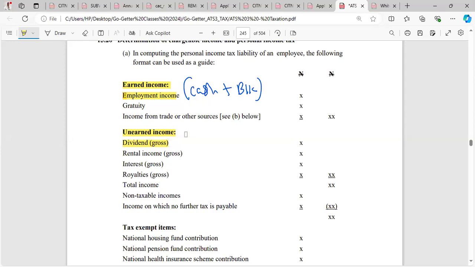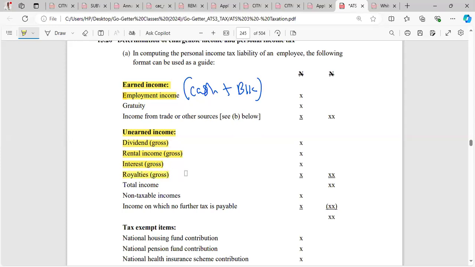Then you have rental income. Rental income is when you are a landlord. You have an asset, you have a house, you are renting it, and you collect rent. That rent is unearned income. Then interest income. Interest income has to do with you lending money to somebody, or an institution, or a company, or even a bank, and they are paying you interest and capital. Now the interest they pay is an income to you.